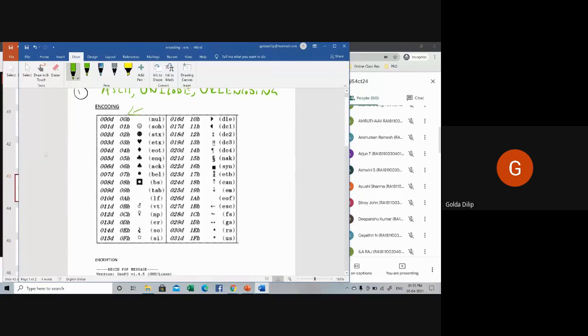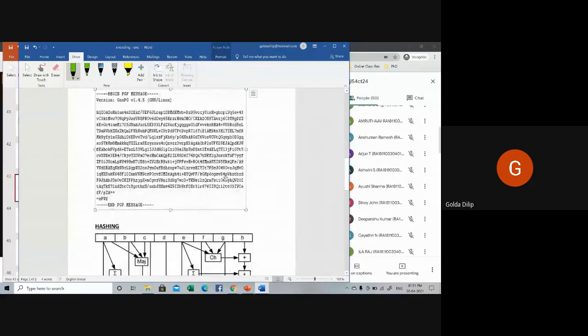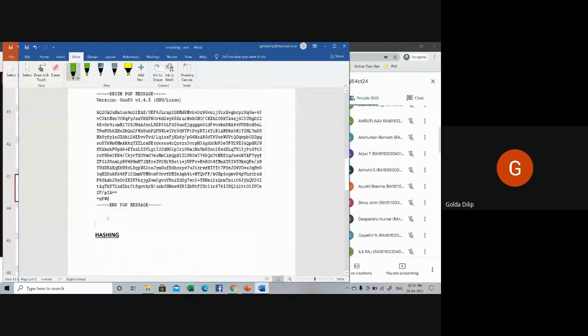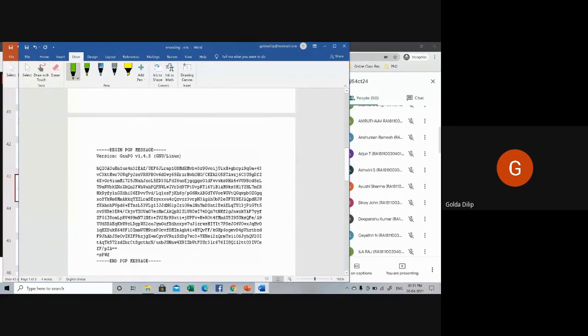Then coming to encryption. So you can see here, encryption. What is encryption? I keep on telling. What is encryption all about? What is the purpose of encryption?